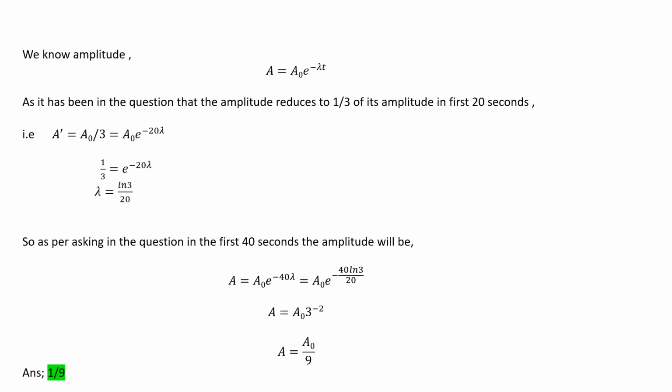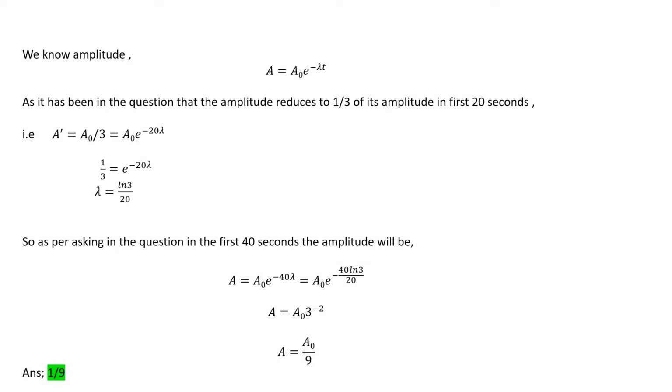Because here it is a damped oscillation, we can write A is equal to A naught e to the power minus lambda t, where A is the amplitude. As it has been given in the question that the amplitude reduces to 1 by 3 of its amplitude in the first 20 seconds, by putting the value, we can write that A is equal to A naught by 3, that is equal to A naught e to the power minus 20 lambda. And by solving it, we can find the value of lambda.